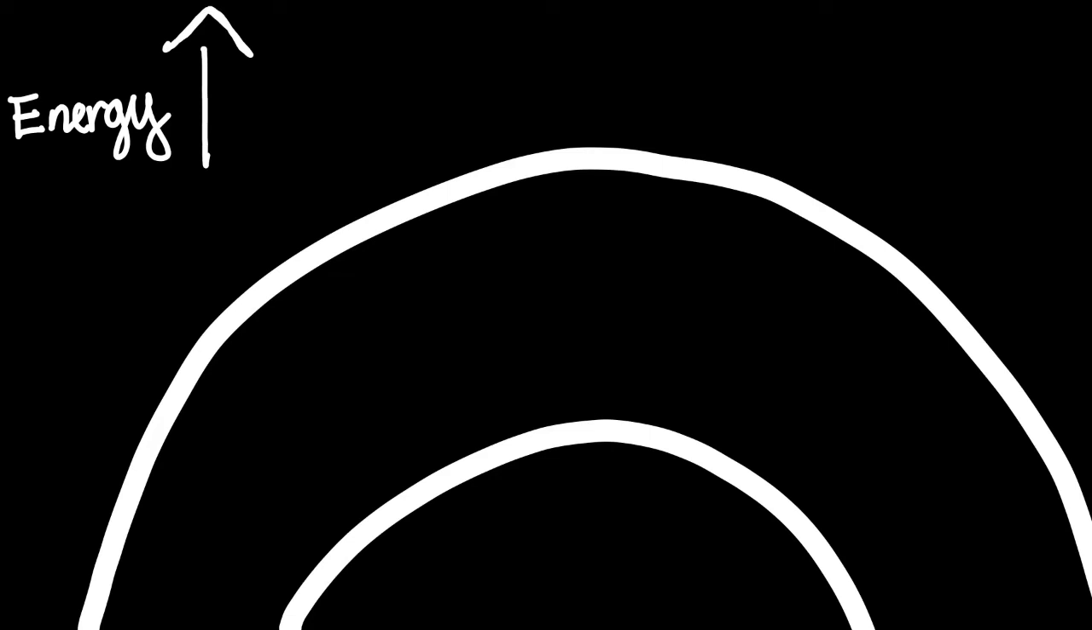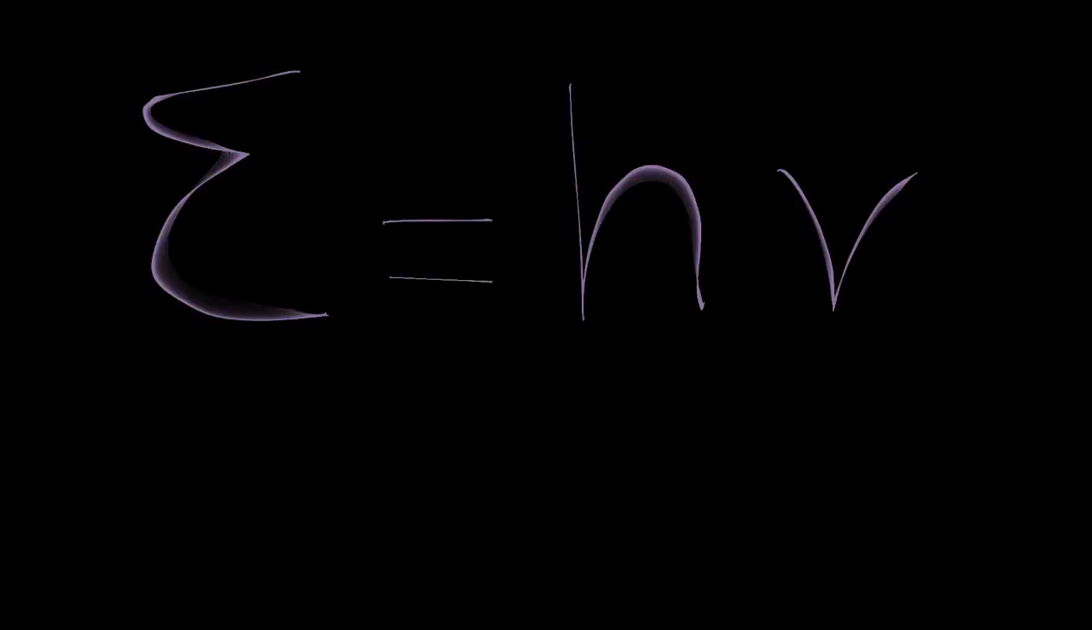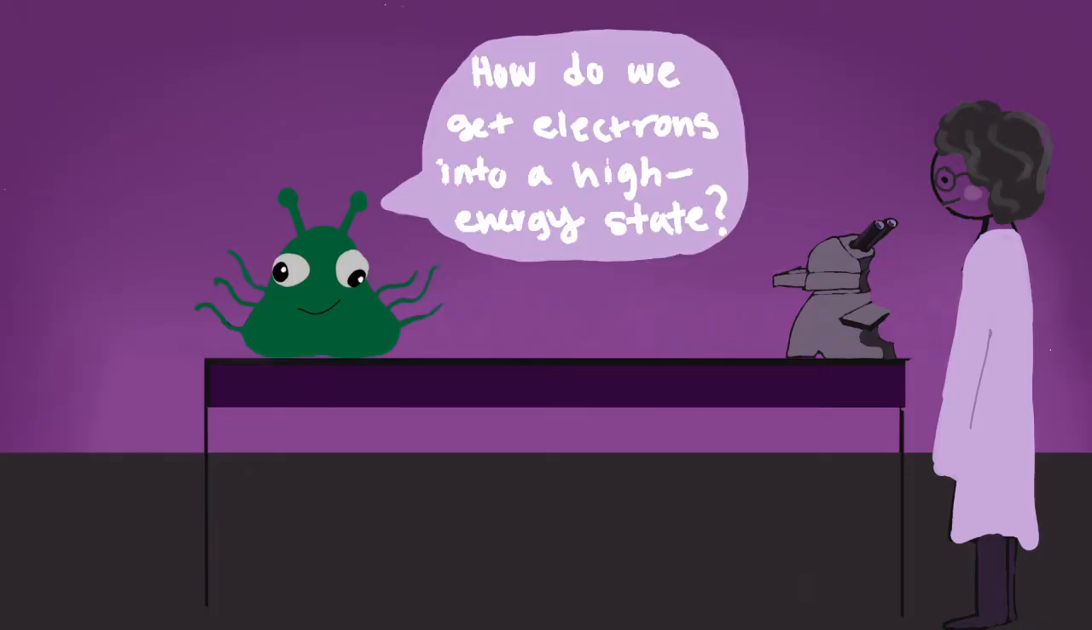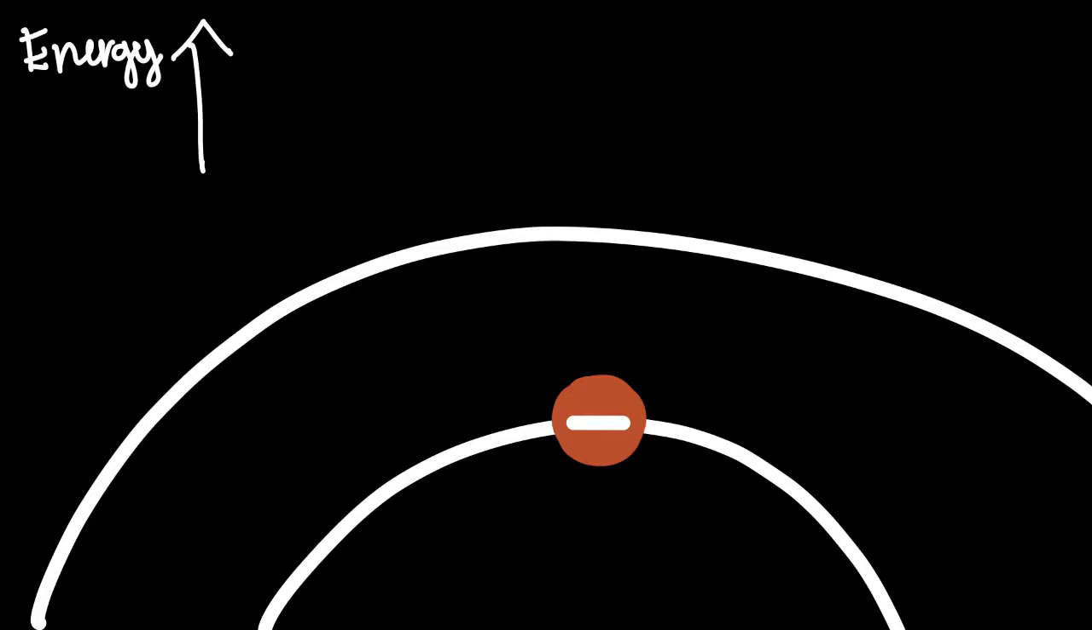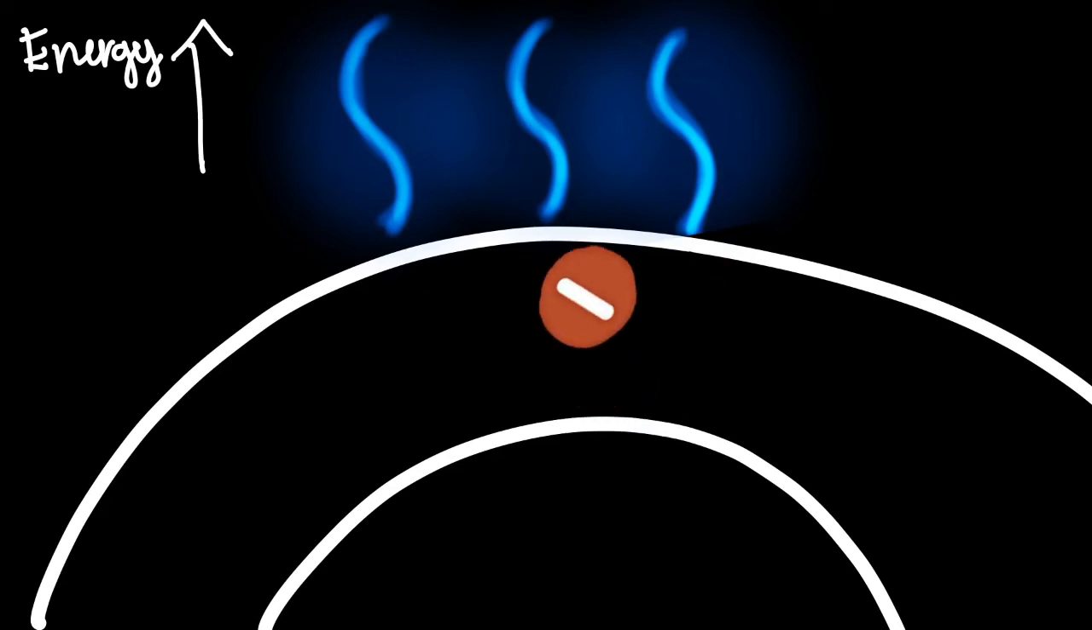Emission occurs when an electron drops from a high energy state to a lower energy state. This transition releases a photon with energy equivalent to the state energy difference, where the energy is given by Planck's constant h times the frequency of the emitted photon. How do we get electrons into a high energy state to begin with? We can use higher energy photons to excite electrons, priming them for emission.